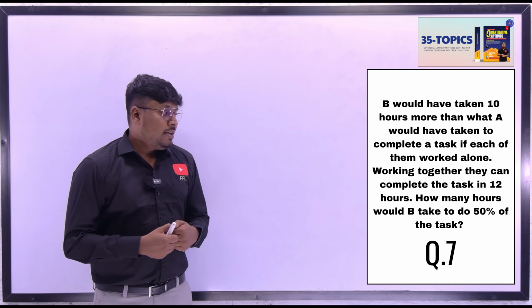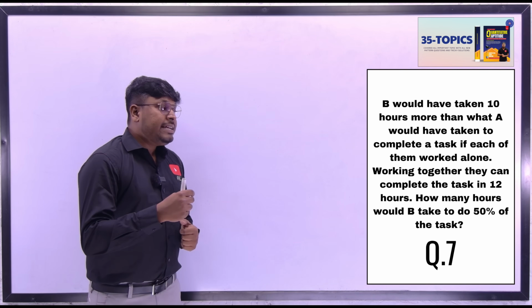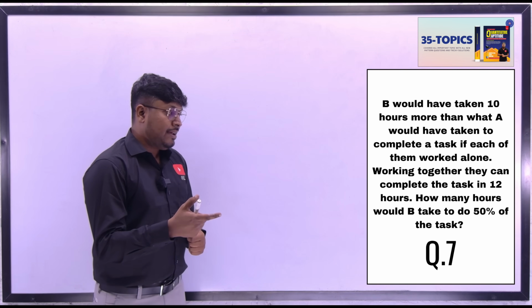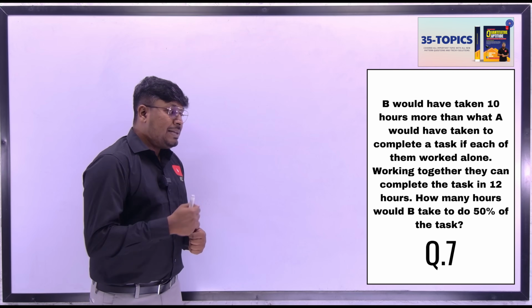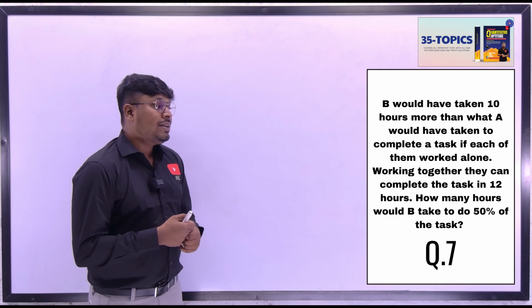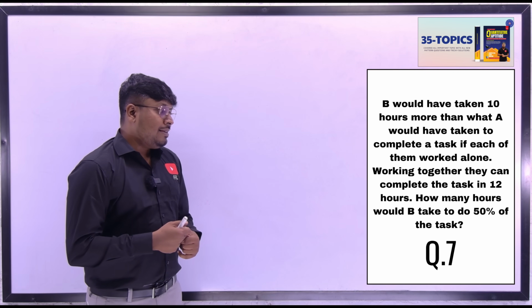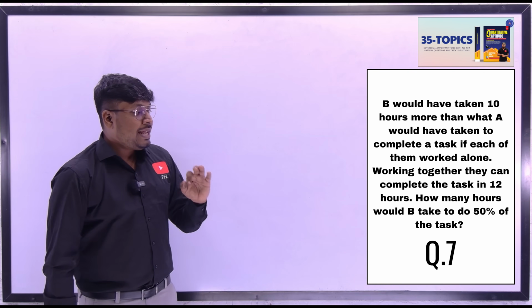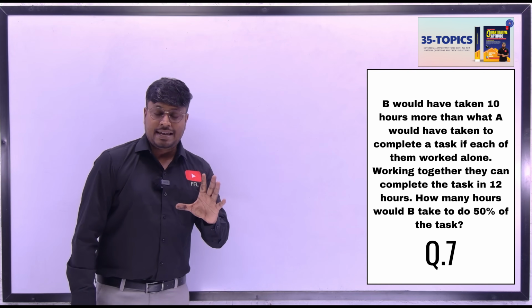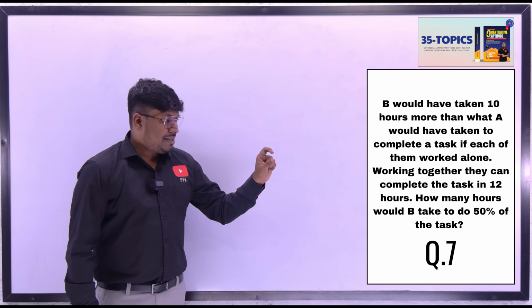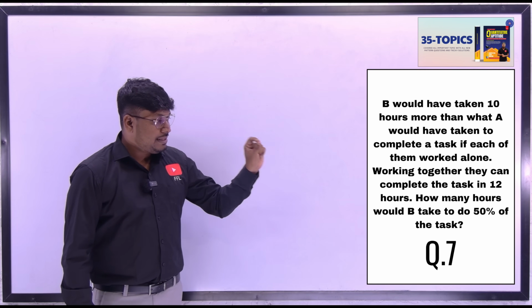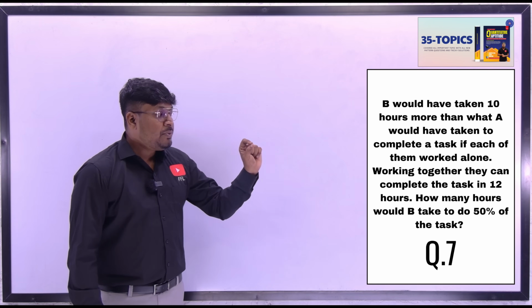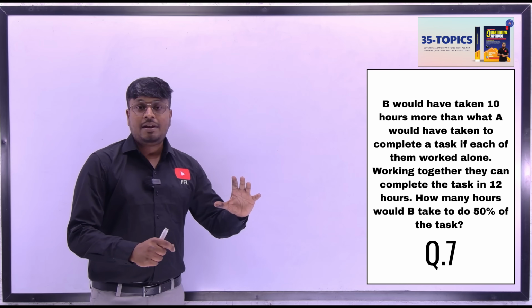Seventh question. B would have taken 10 hours more than A to complete a task if each of them worked alone. Working together, they can complete a task in 12 hours. How many hours would B take to complete 50% of the task? Again, sorry, I think I read something wrongly initially. What exactly they are saying is, B would have taken 10 hours more than what A did.